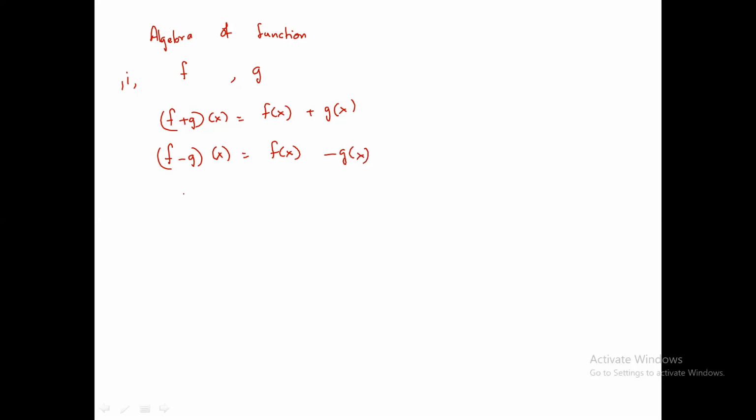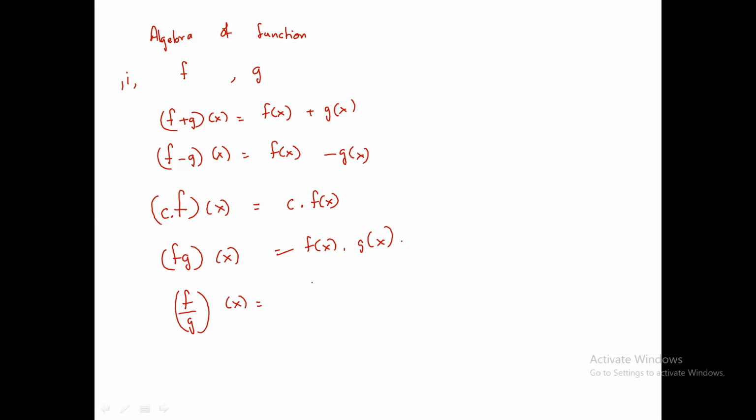If the function is multiplied by a constant c, c into f of x, you can take f of x and multiply the c outside. Similarly, if two functions are multiplied, fg of x, that means f of x and g of x are multiplied. When you divide the function f by g of x, that means you are dividing f of x by g of x. But the denominator g of x should not be 0.